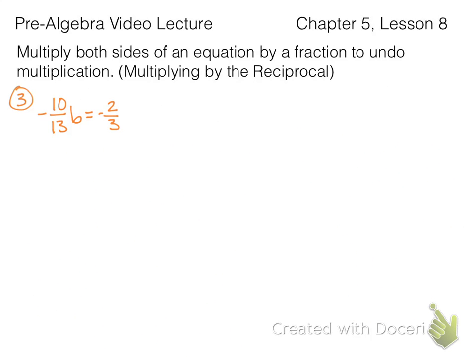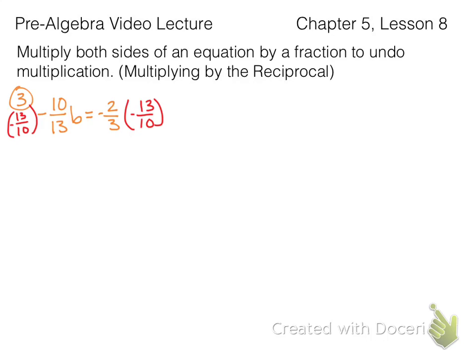Okay, so now we have -10/13 b equals -2/3. Multiply by the reciprocal. Now the reciprocal doesn't mean that the negative drops. The reciprocal of -10/13 is -13 over 10. Don't get rid of the negative just because you're taking the reciprocal. The negative sticks with the fraction, even if the fraction is now the reciprocal.